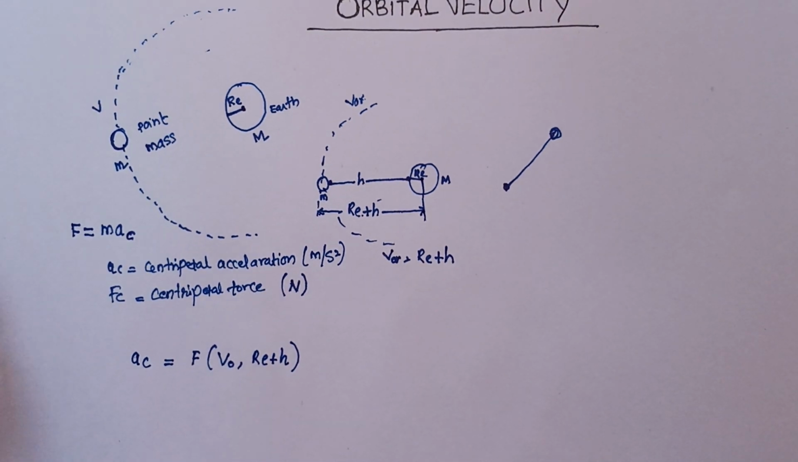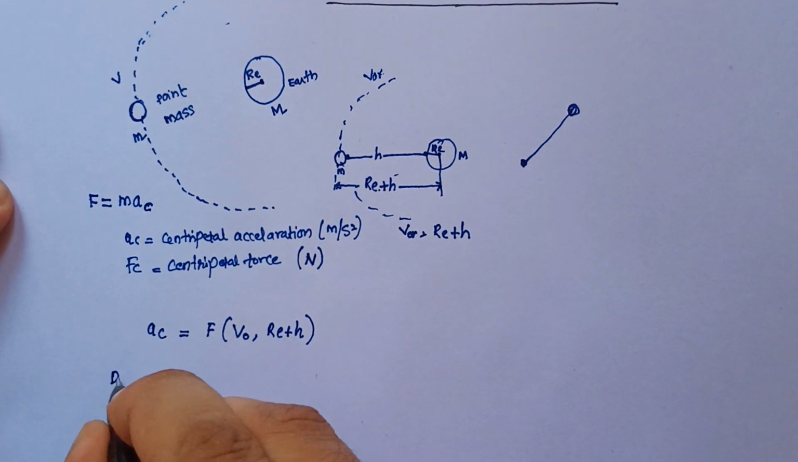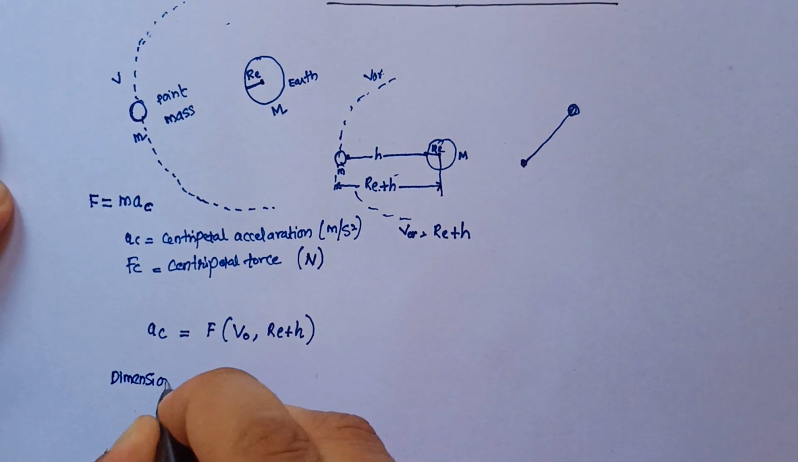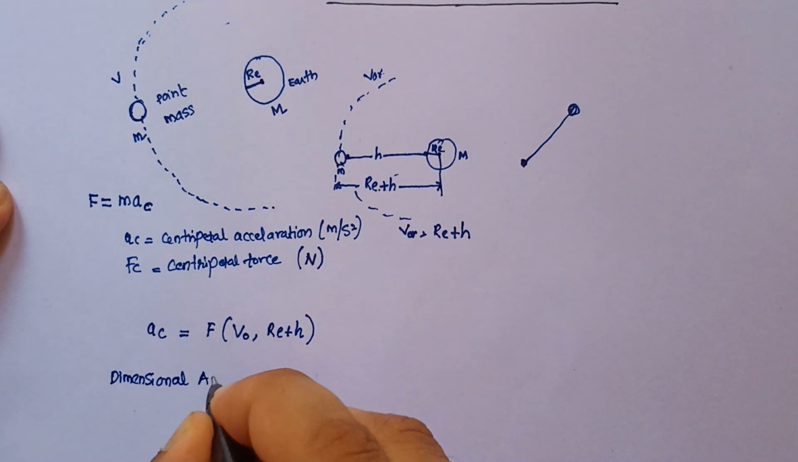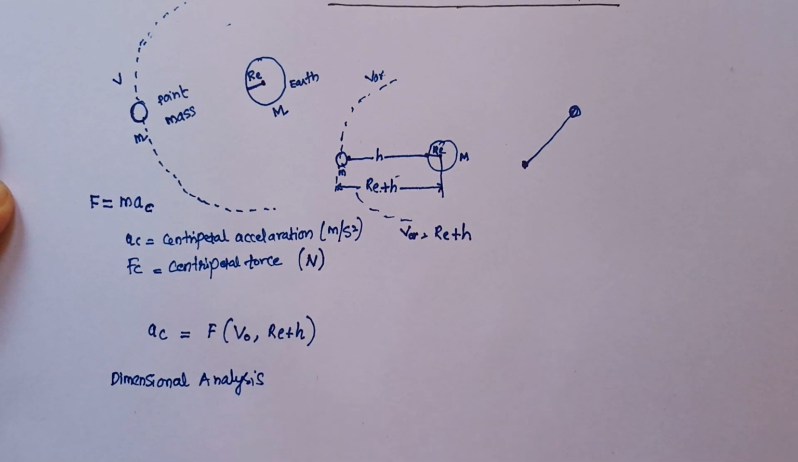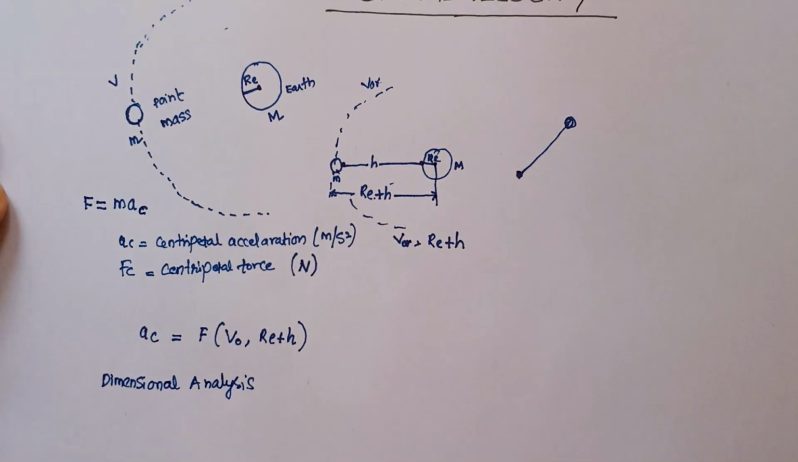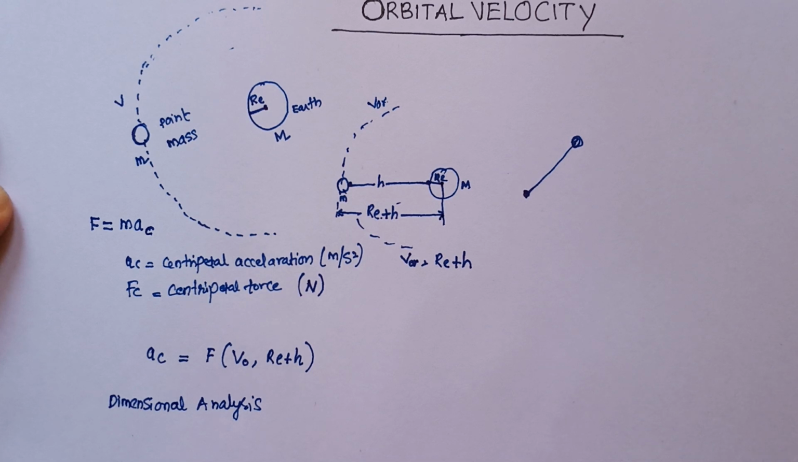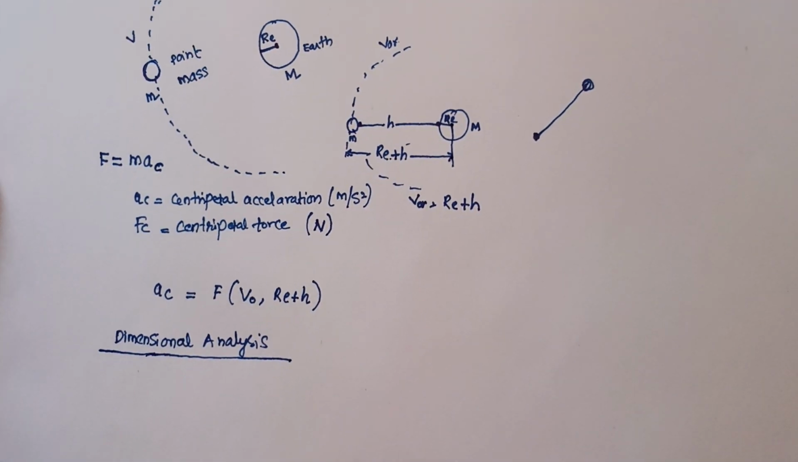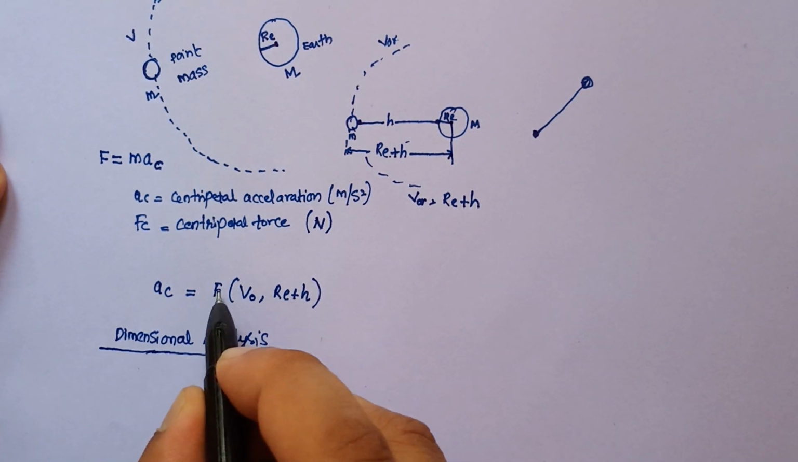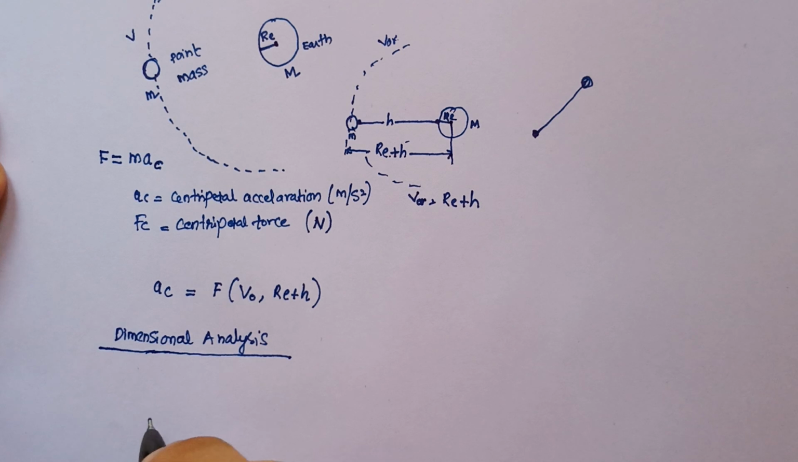Now recall a concept called dimensional analysis. If you know the physical relationship between different parameters, but you are not able to find a mathematical relationship, then the most powerful tool that we normally use is dimensional analysis. So we have a function term, and we need to remove this function term.